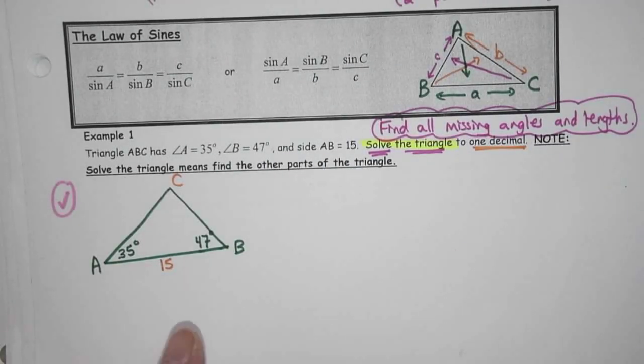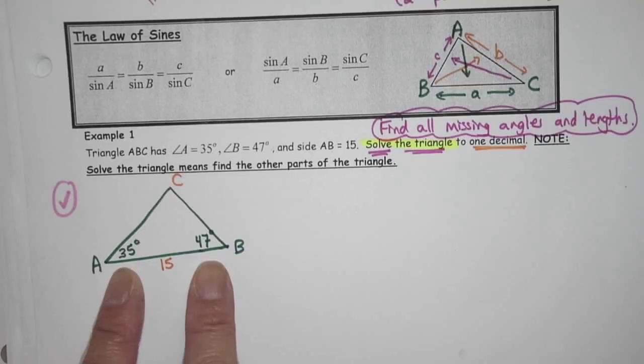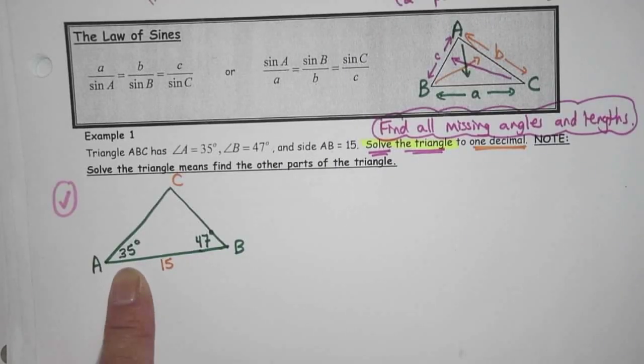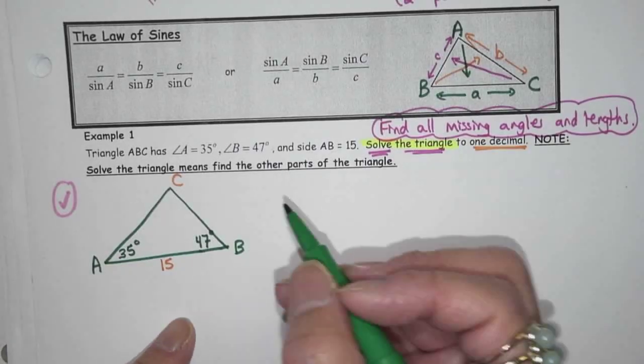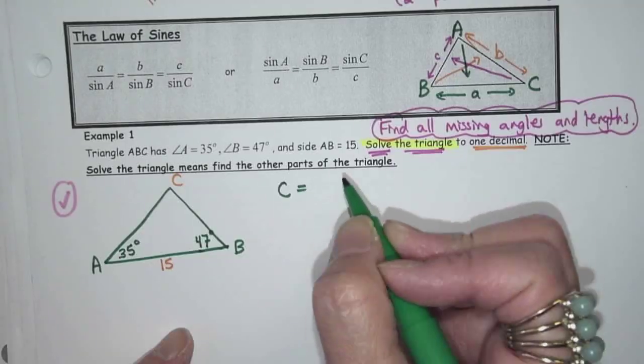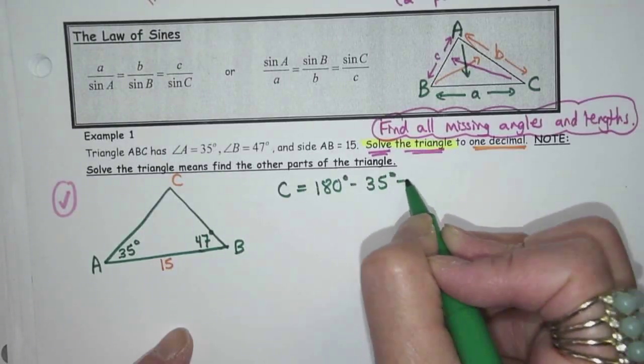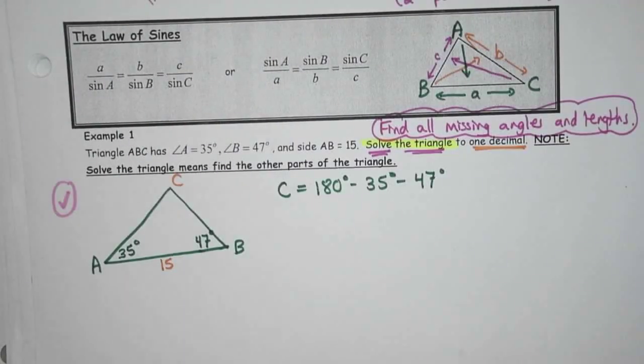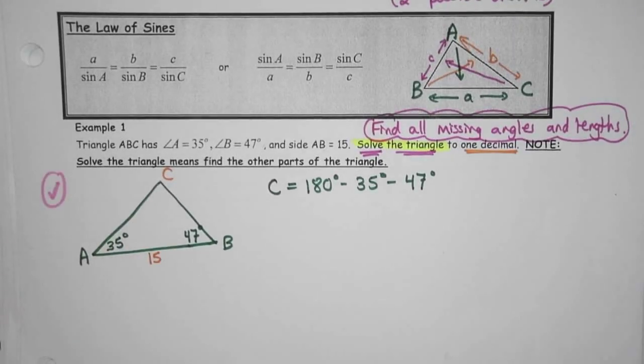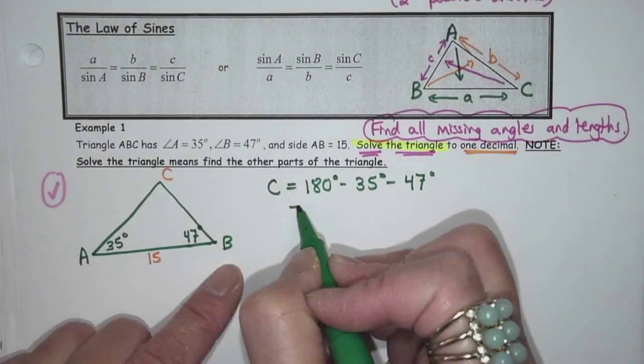Okay. I have 2 angles. As soon as I have 2 angles, you can automatically find the third. So let's start with the easiest step. It's always nice to start with an easy step. So we know that C will equal 180 minus the 35 and minus the 47. Okay, 180 minus the 35 and minus the 47. So then when we do that on our calculator, what do we got? I'm getting 98.